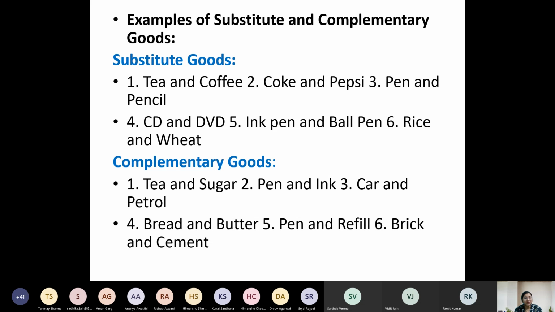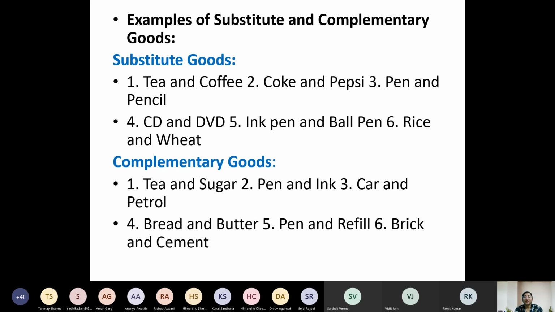It should be same. Substitute good हम कब बोलते हैं? If the utility derived from that product is same. So tea and coffee का जो utility है it's same. Coke and Pepsi का जो utility है it's same, right? That means why we want to consume a Coke or a Pepsi to quench our thirst, right? So प्यास बुझाने के लिए गर्मी में we want to have Coke and Pepsi. So if price of Coke increases, so we can buy Pepsi.